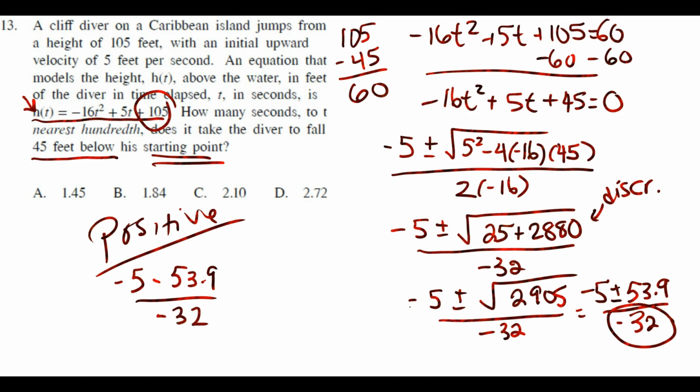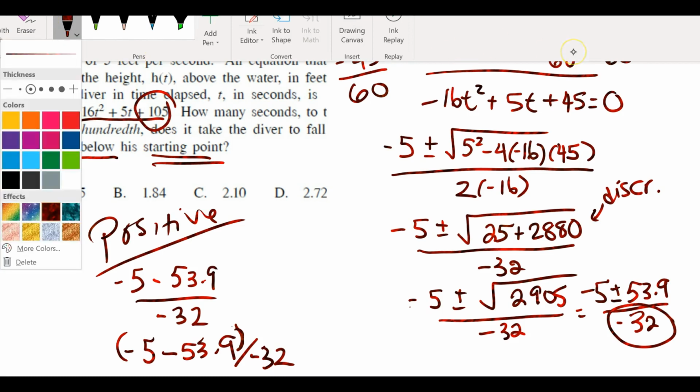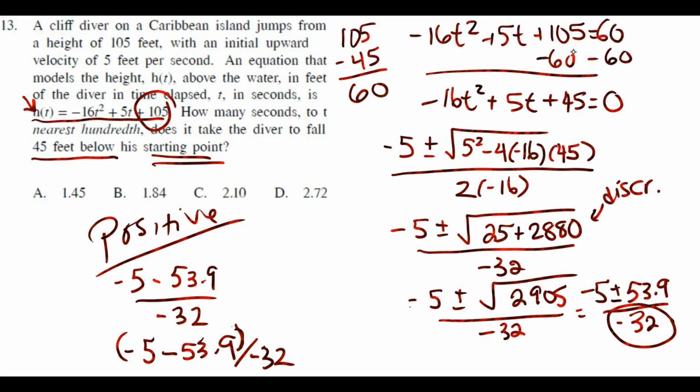And when you put this into your calculator, y'all, please do not put in negative 5 minus 53.9 divided by negative 32. Your calculator will say divide this and then subtract 5. That is not what we want. We want it to do this. Take this and then divide it by negative 32. And when we do that, we get 1.84, which is our answer.